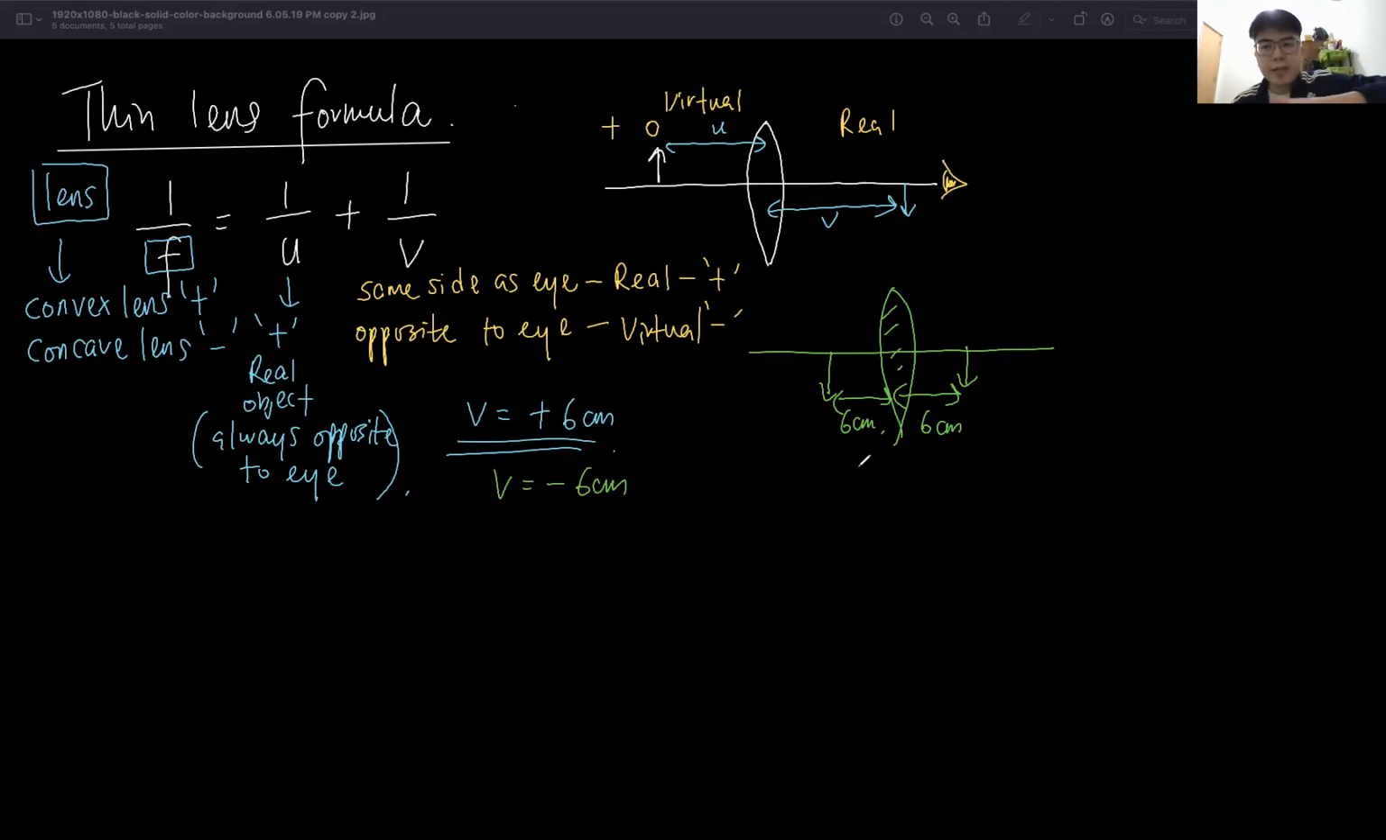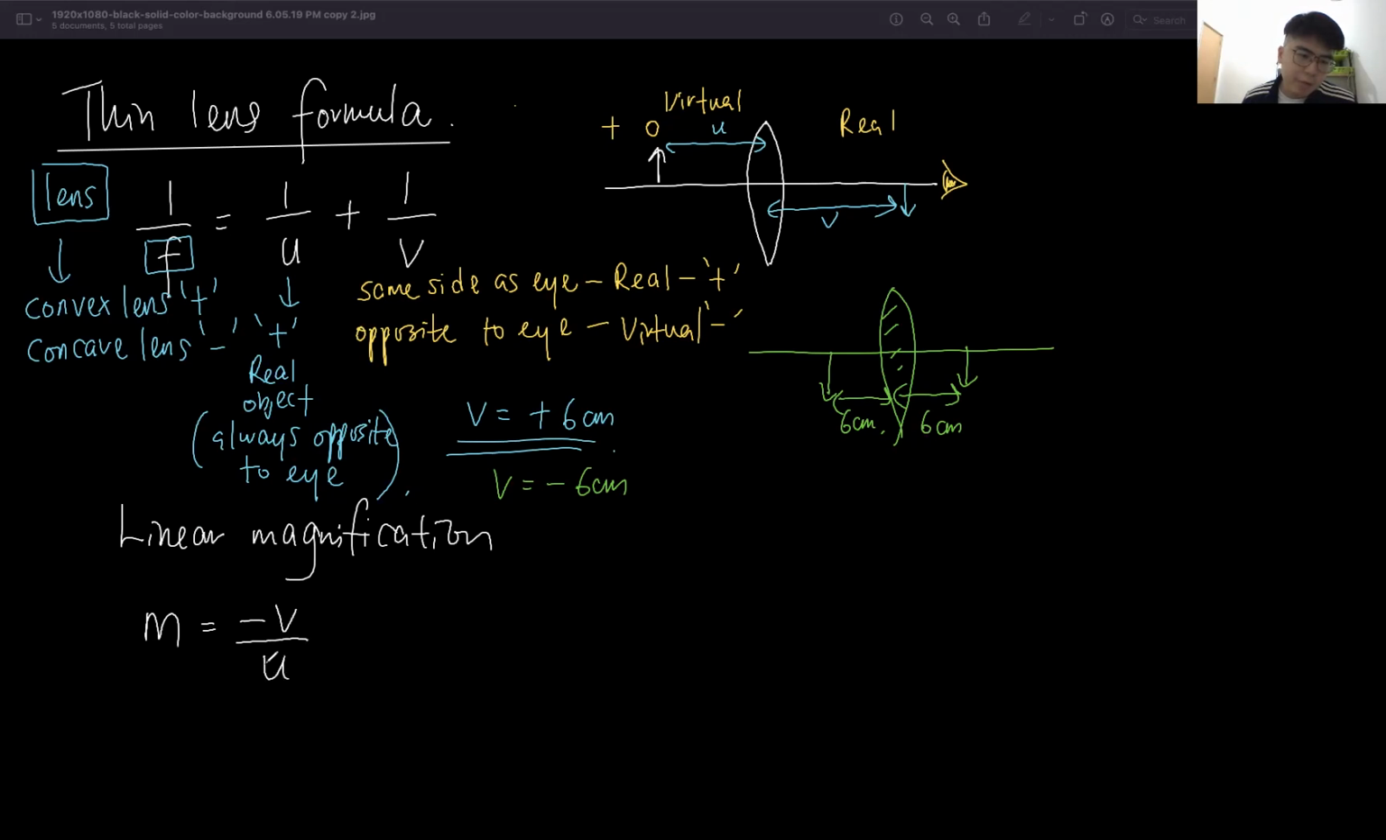Now, the U and the V tell you the position of the image, the horizontal position. Does it tell you whether the image is magnified or diminished? No. So we need another formula to determine whether our image is magnified or diminished. And that is why we have linear magnification. The linear magnification formula is M equals negative V over U. This is the general formula.